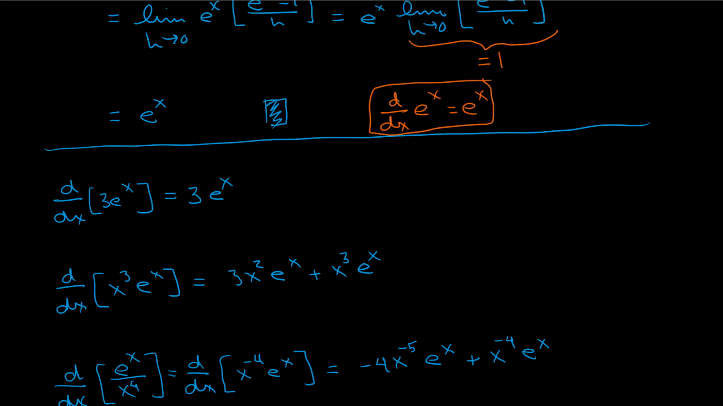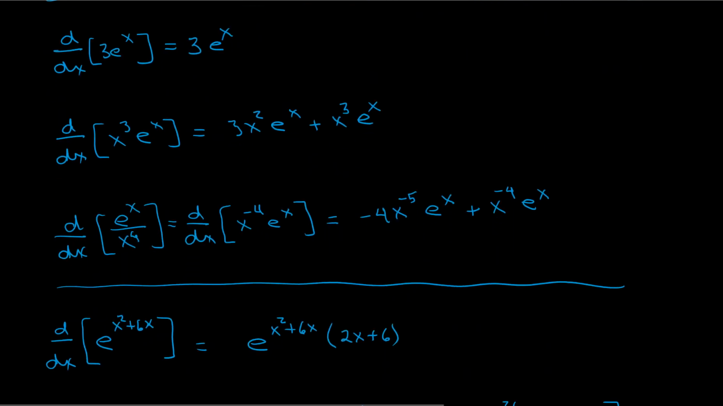Okay, so with that in mind, let's take a look at a couple of examples and see how this actually works. In this first example, example 1, we have 3 times e to the x. Well, keep in mind, when we have a constant out front, we just bring that constant along, times the derivative of the rest of the function.